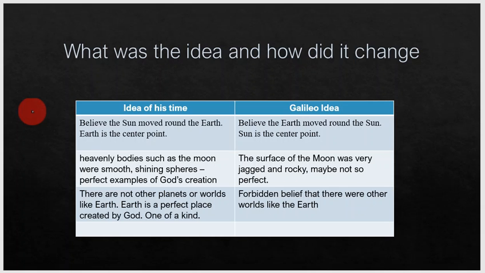Sorry, that the sun moved around the earth, and that the earth was the center point. So that was the kind of belief that was being taught at the time. Heavenly bodies such as the moon were smooth, shining spheres, perfect examples of God's creation. Again, that was a common idea at the time, and that there are not other planets or worlds like Earth. Earth is a perfect place created by God. It's one of a kind.